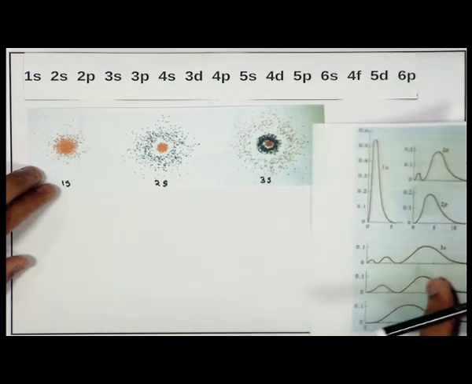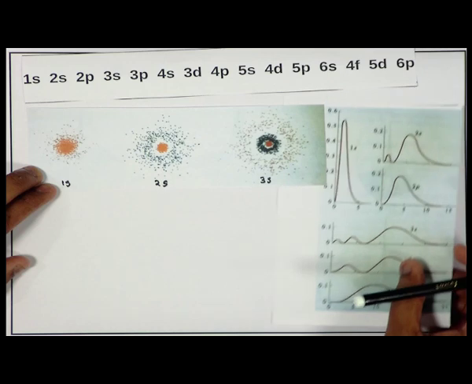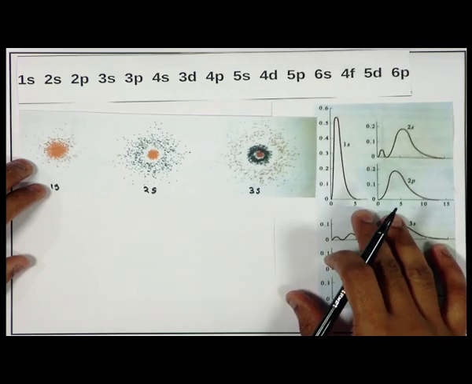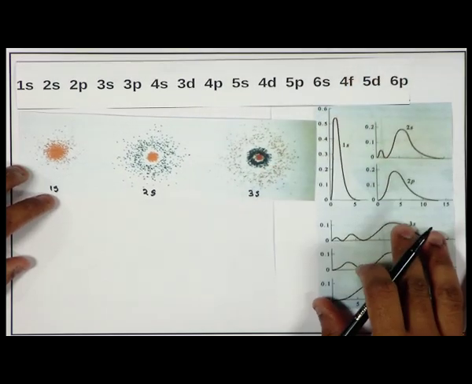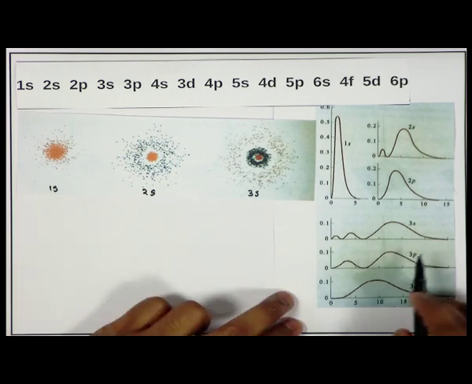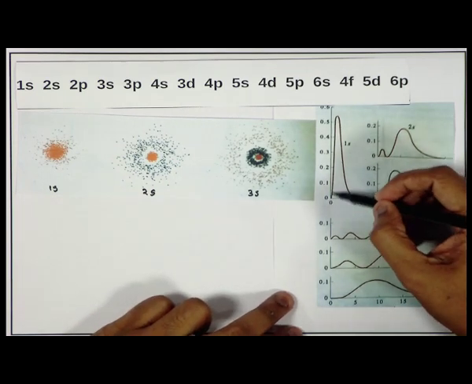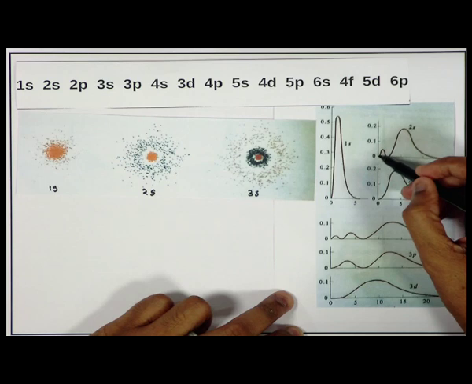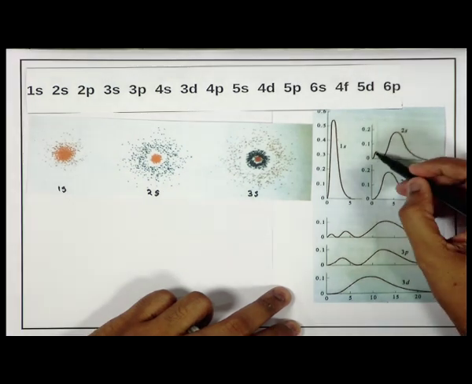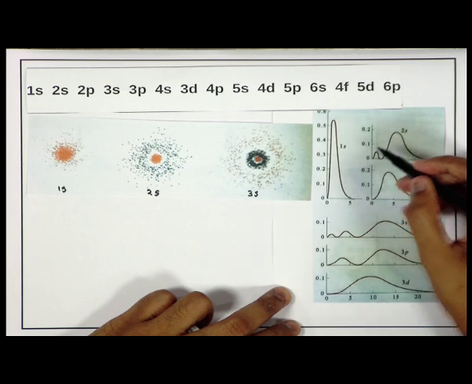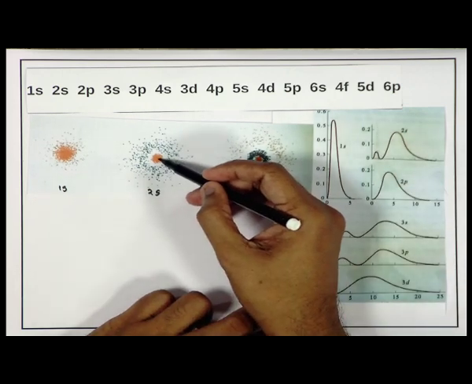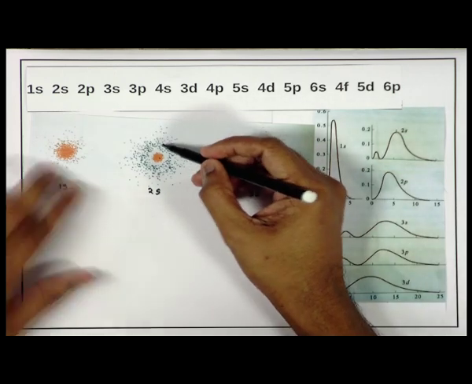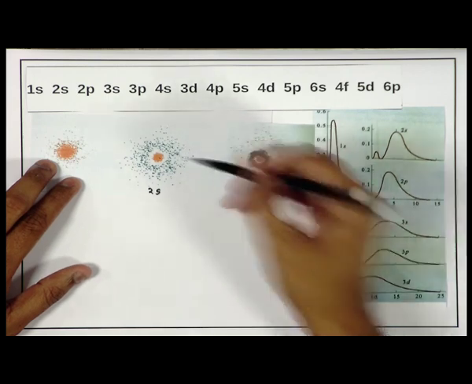We also discussed the probability distribution plot like this. In this plot, if you remember, this is the probability distribution of the 1s orbital. This was the probability distribution of the 2s orbital. There are two peaks. The first, the small peak, is coming because of this electron density. The second peak here comes because of the electron density that is seen in this region.